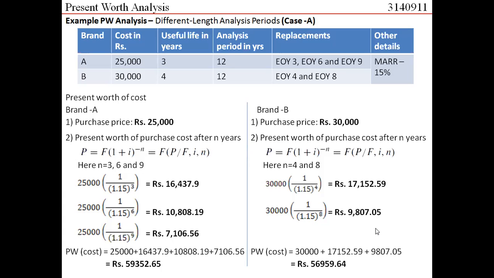So now if I try to calculate the present worth of cost, then it is the present purchase cost of 30,000, purchase cost after 4 years, whose present worth is 17,000, purchase cost after 8 years, whose present worth is 9,800. So my total would be somewhere close to 56,959.64. As we are looking for the minimum present worth of cost, this is the minimum present worth of cost. So out of brand A and brand B, my selection would go to brand B.